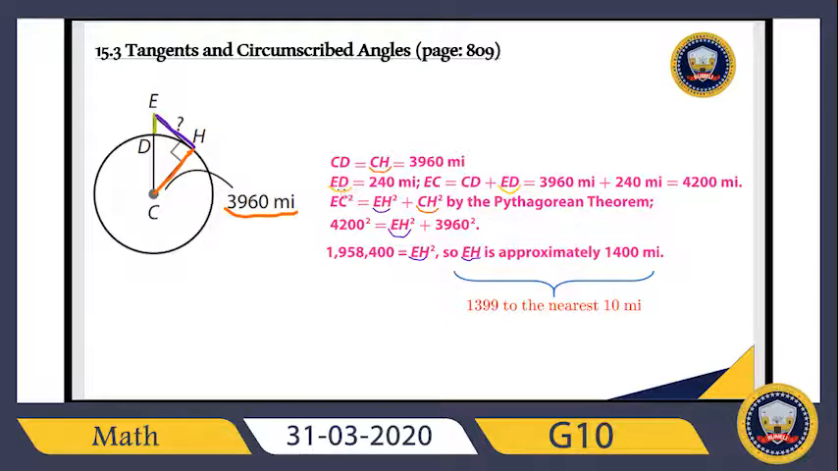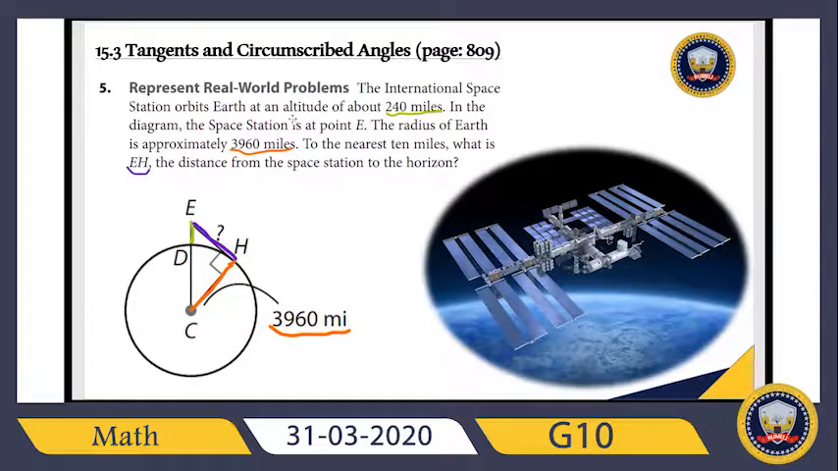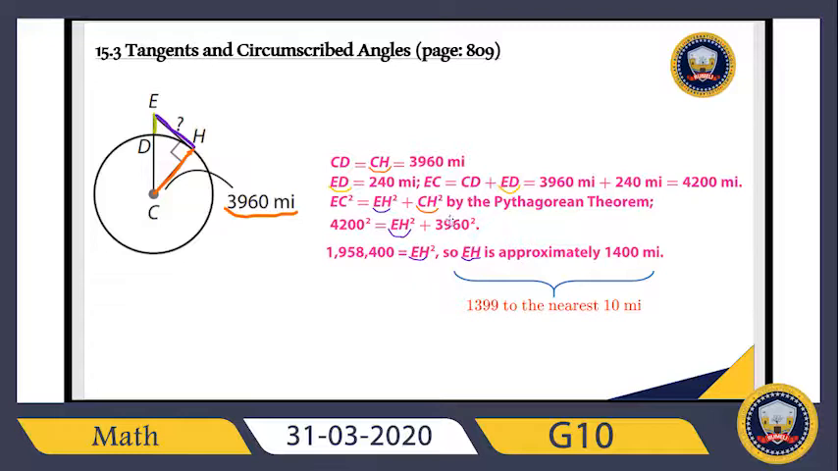Now, what is ED? This length here, ED, is 240. It's given. It's above the Earth about 240 miles. So the length ED is 240. Now what is the total EC? It is ED plus DC, which is 3,960 plus 240, which is 4,200 miles. Now I have CE, that is 4,200 miles. And I have CH, which is the radius of the Earth, which is 3,960 miles.